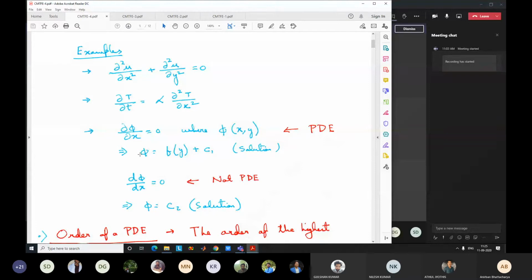For the first case, the solution is phi equal to some arbitrary function of y plus some arbitrary constant c1. For the second case, which is not a PDE but an ODE, the solution is just an arbitrary constant c2. So it can be a simple equation also, these PDEs.